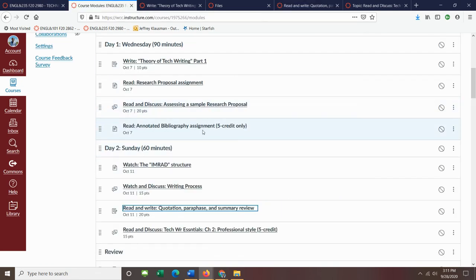5 credit folks: read the annotated bibliography assignment, teach yourself what an annotated bib is, and read a chapter from the textbook. That's for 5 credit people.